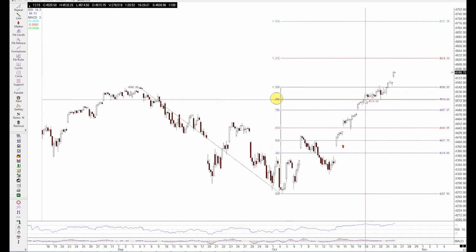And that's what's happened here. So you can see how it's used this level now as a level of support. When it got there, it just sort of fluttered around above it, retested it, and then continued to the upside.